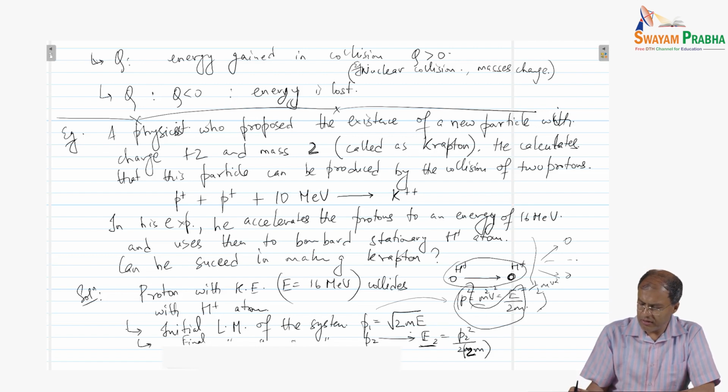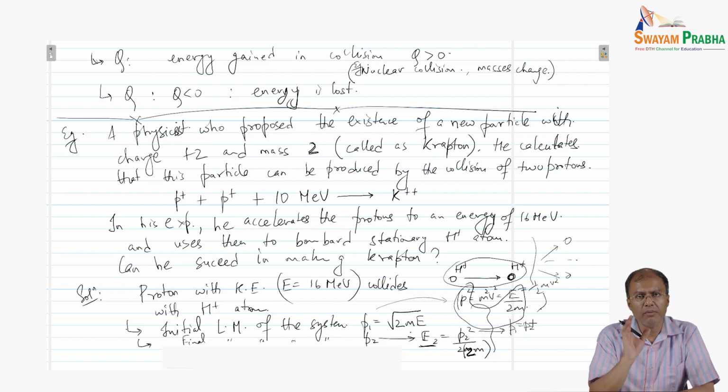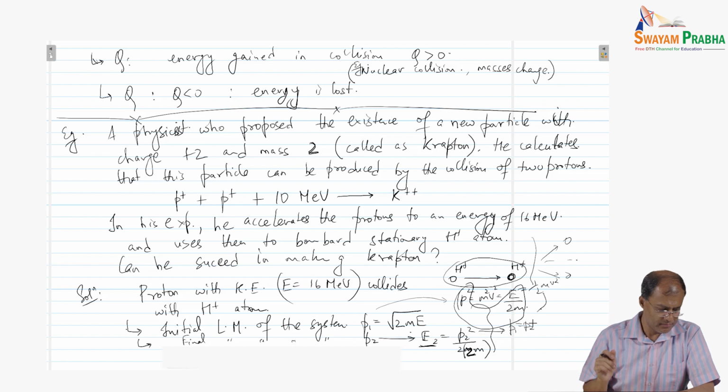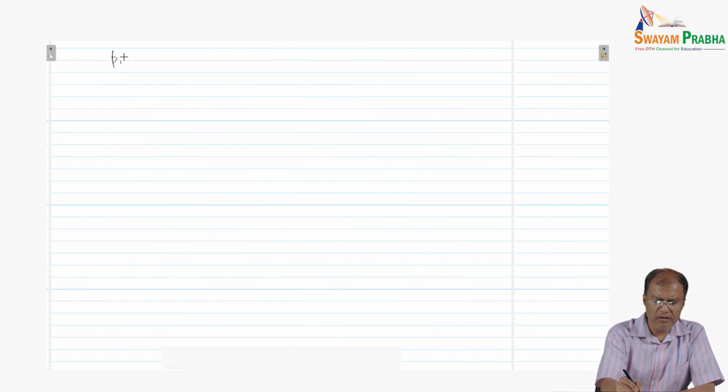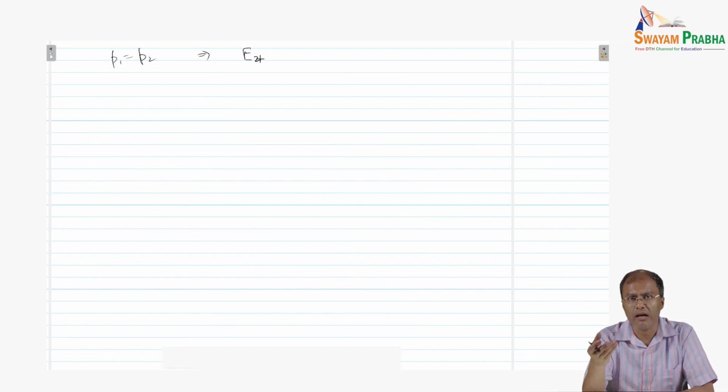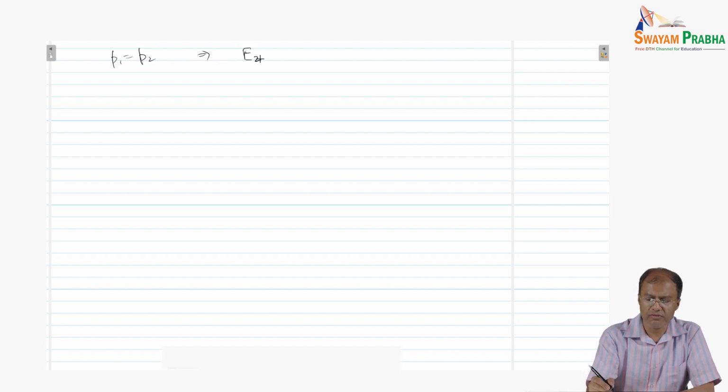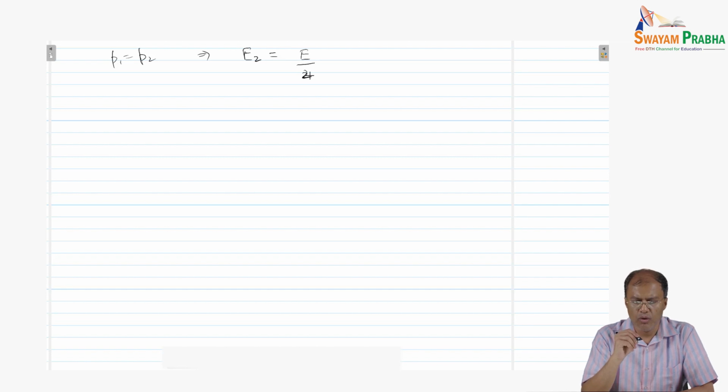So in this entire setup we have that P1 must be equal to P2. The linear momentum is conserved, right? So if I use P1 in the formula of P2 and see what is the value of E2, I find that, since P1 is equal to P2, the energy of the system, the set of two particles, E2 is coming out to be the original energy E by 2, right?